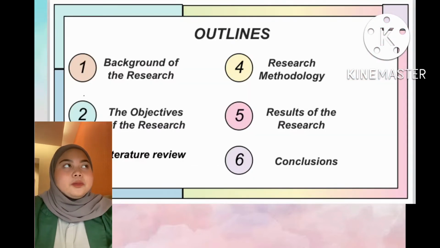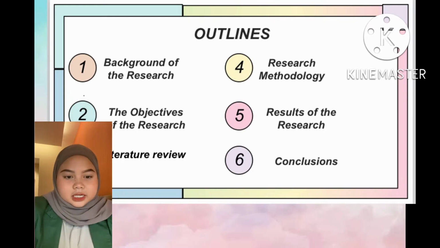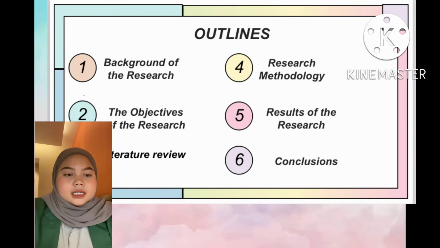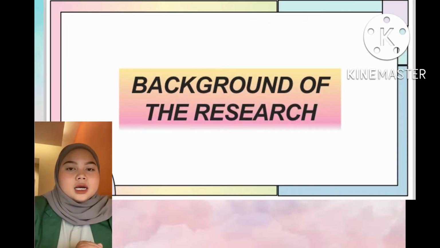In this first slide, we have 6 outlines. The first is background of the research. The second is objective of the research. The third is literature review. The fourth is research methodology. The fifth is result of the research, and the sixth is conclusion. Move to another slide. It's the background of the research.